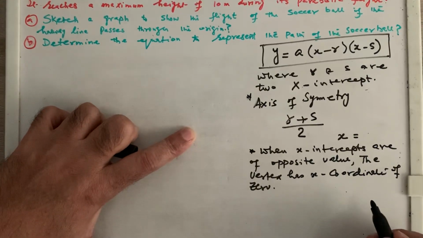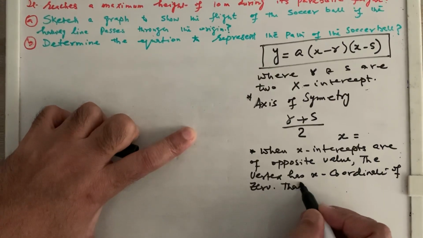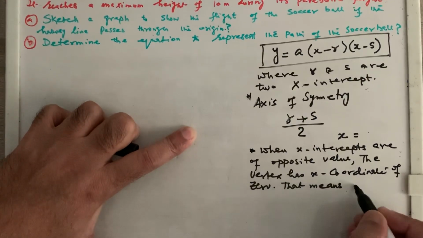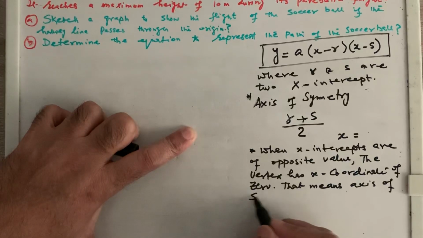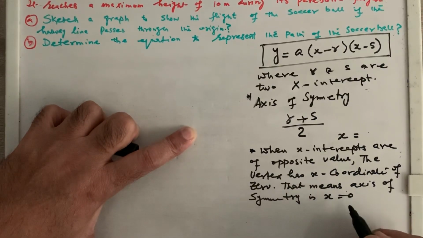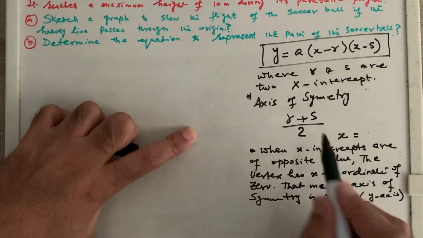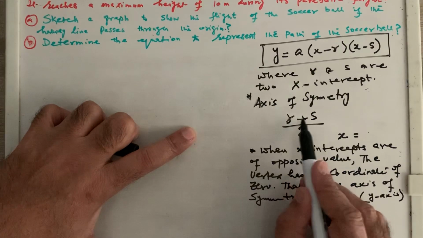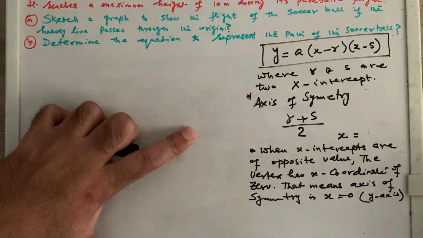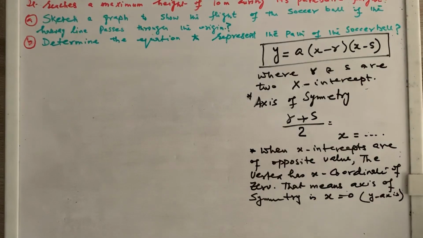What does it mean? If the x coordinate is 0, that means the axis of symmetry is x equals 0. And x equals 0 means the y-axis, right? So that is the one we learned. But if you have some other x-intercepts, then you will do r plus s divided by 2, and that value will be x equals whatever you get from here, right? So these two things are important, which we have been doing since we started this topic. So here is the question.